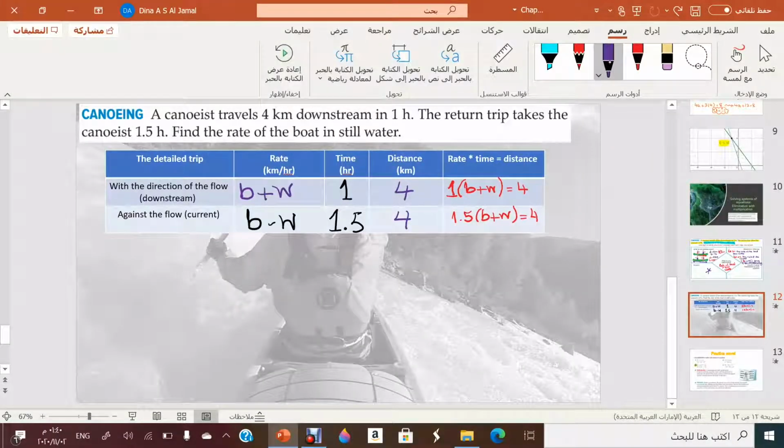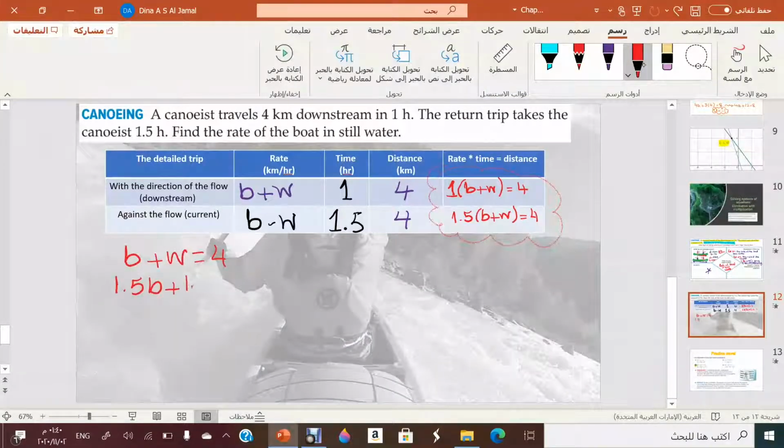So now, let's focus on the last column and let's write our two equations. It will be B plus W equals 4, and using the distributive property for the other, it will be 1.5B plus 1.5... Okay, here it is a typo. It is B minus W. So it will be 1.5B minus 1.5W equals 4. So it's all about multiplication and the distributive property.